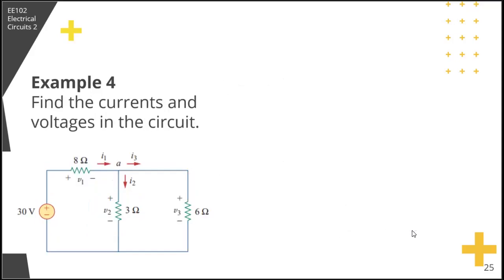Okay. Another one: find the currents and voltages in the circuit. Here we need to find I1, I2, I3, V1, V2, V3. Before we start solving, let's consider first that there are three unknown current variables, that is I1, I2, and I3. Because there are three current variables, we also need three equations involving our three currents, okay?